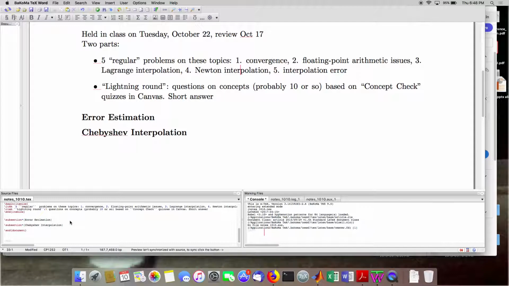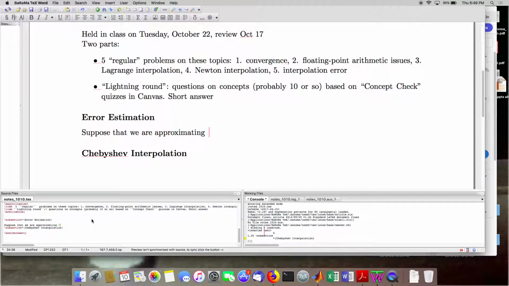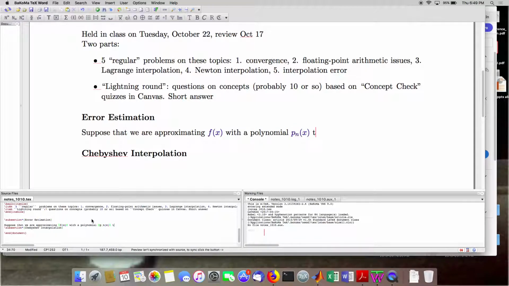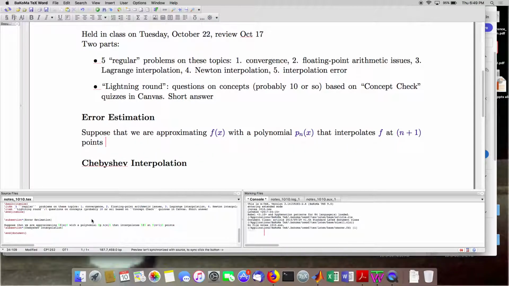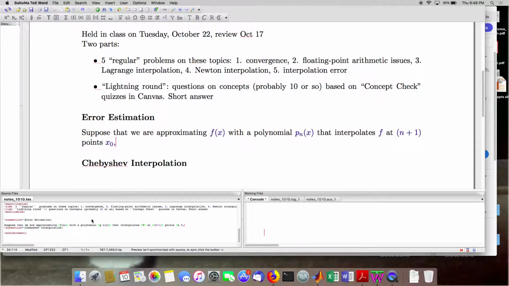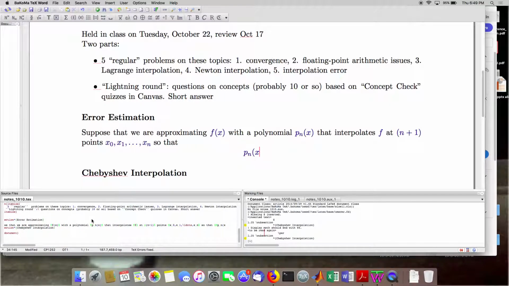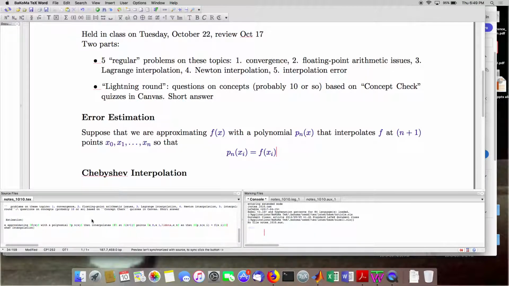Now, for the last topic that will be in the midterm, it's not the last interpolation topic, so about error estimation. Suppose that we are approximating some given function f of x with a polynomial Pn of x that interpolates f at n plus 1 points x0, x1, through xn, so that the polynomial at each xi is equal to f. So f and the polynomial agree at these n plus 1 points.